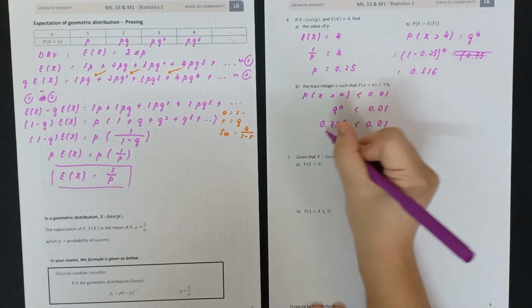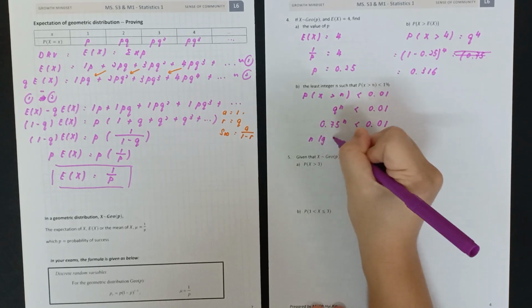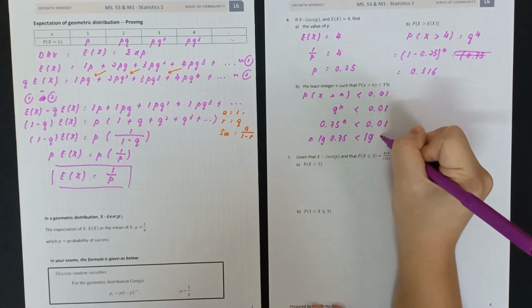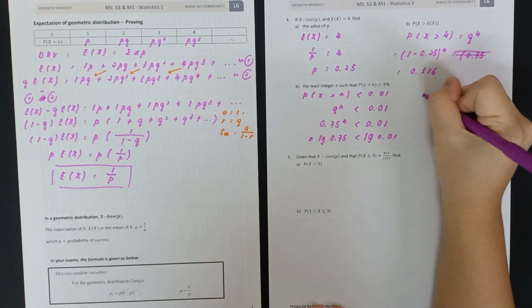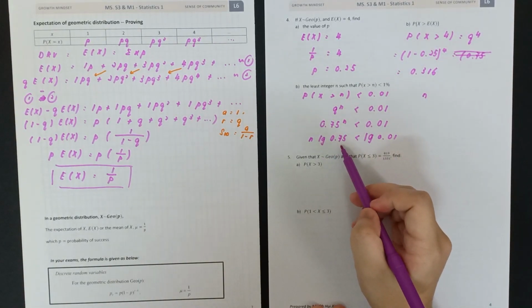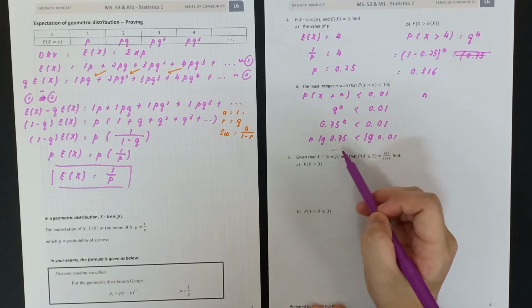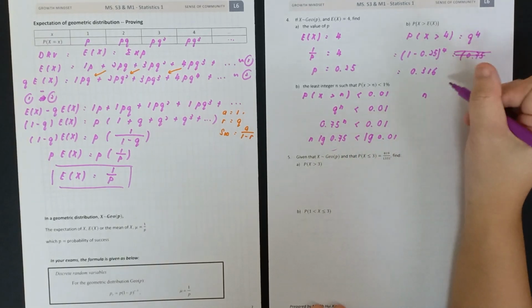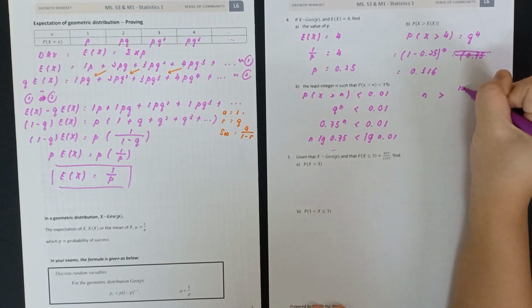Okay, then after that I'm going to solve it and take log again. So for n, remember log 0.75: since 0.75 is smaller than 1, your log will give you a negative answer. So that's why you need to change your sign.